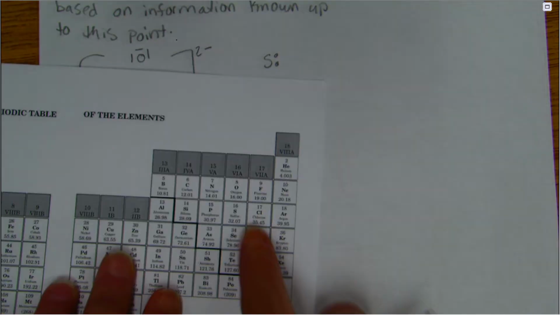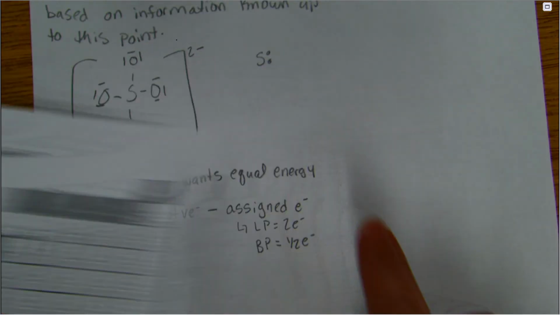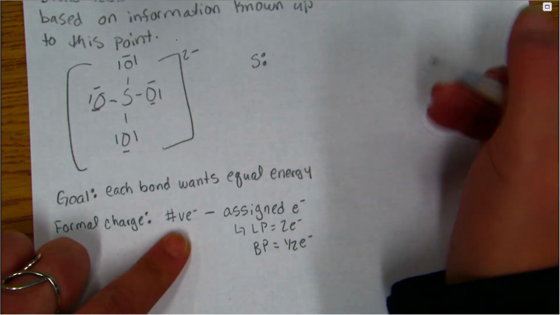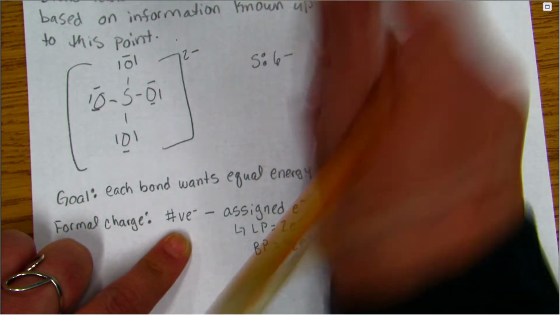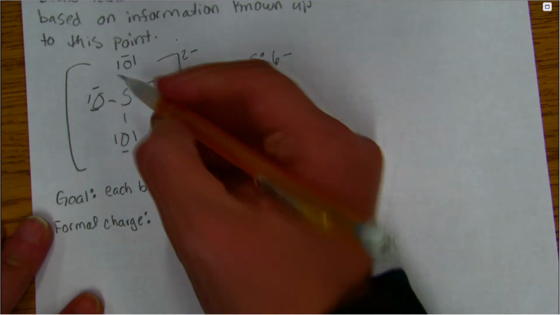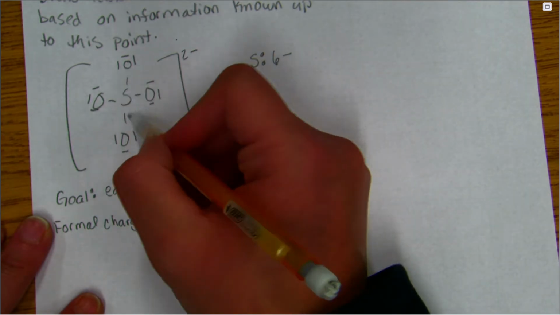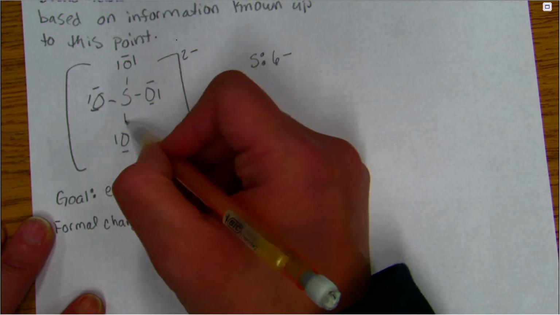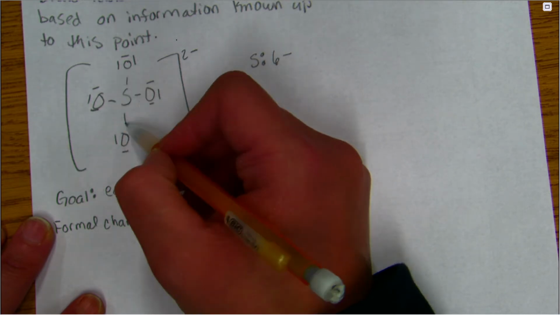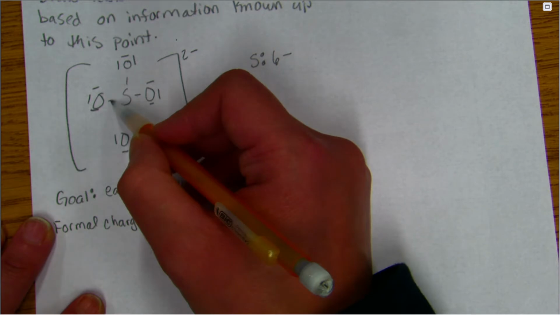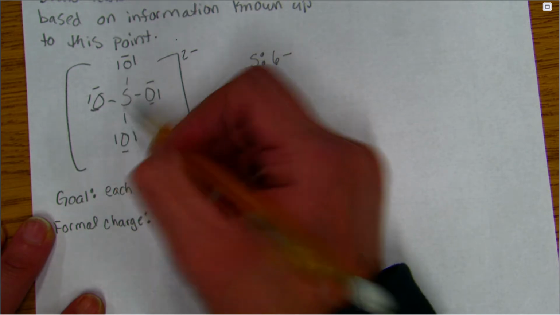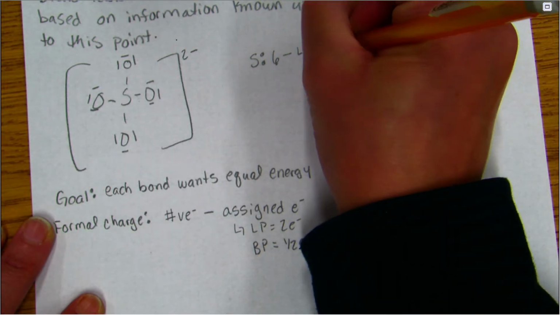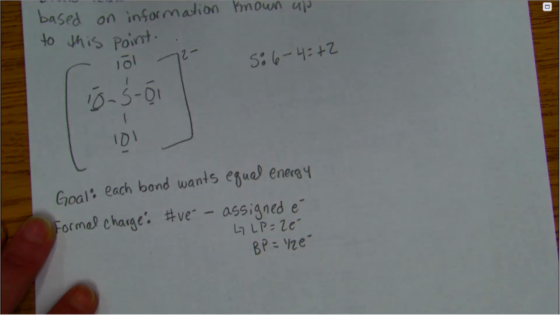Sulfur has 6 valence electrons. So number of valence electrons, 6, minus assigned electrons. Sulfur has 1, 2, 3, 4 bonding pairs. Each one has 2 electrons. Because these electrons are being shared, we take half. So 1, 2, 3, 4 total electrons. So sulfur has a formal charge of +2.